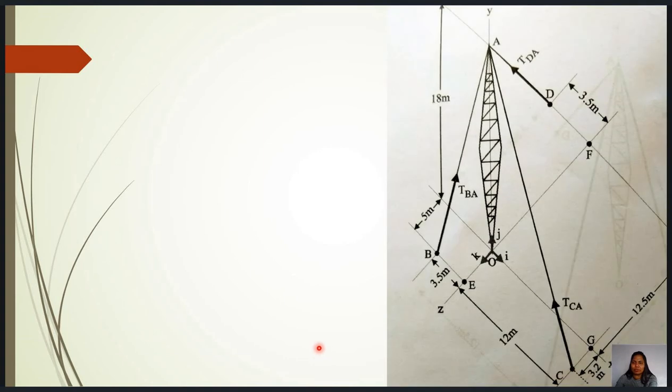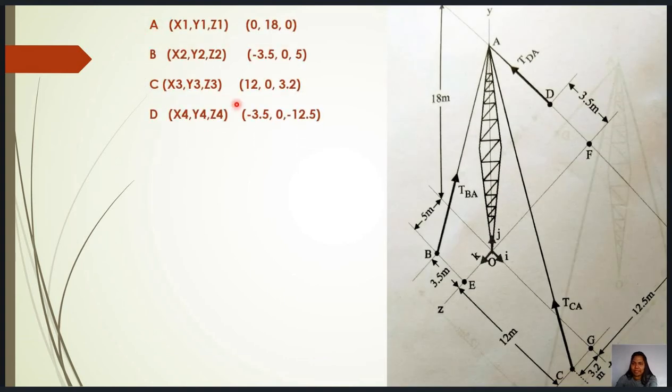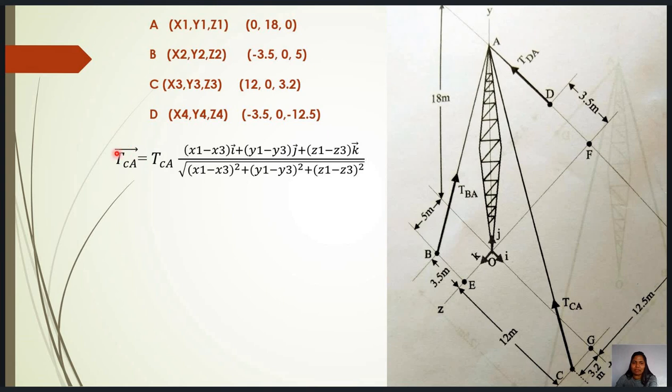Let us find the next force. The coordinates are again the same. We will start with the force in the wire CA. We can write T_CA vector equal to the magnitude of T_CA multiplied by the unit vector in the direction of C to A. Again, to find the unit vector in the direction of C to A, you have to take the coordinate of A minus the coordinate of C. That is (x1 minus x3)i, (y1 minus y3)j and (z1 minus z3)k, divided by the square root of (x1 minus x3) squared plus (y1 minus y3) squared plus (z1 minus z3) squared.